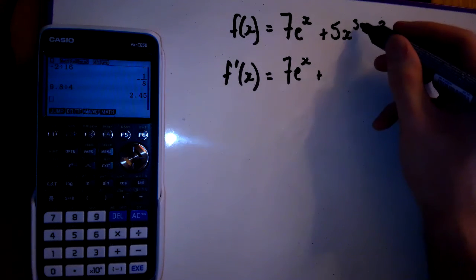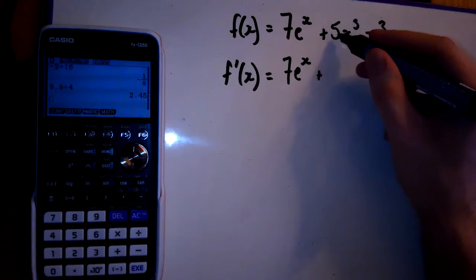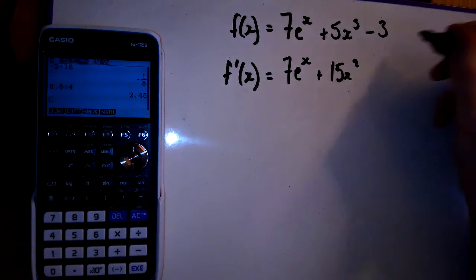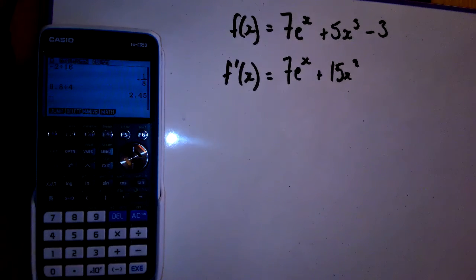5x cubed, well, times by the power to get 15, then take away 1 from the power, so 15x squared. And then minus 3 just disappears. My differentiate goes to 0.